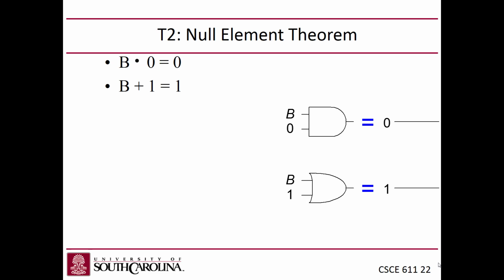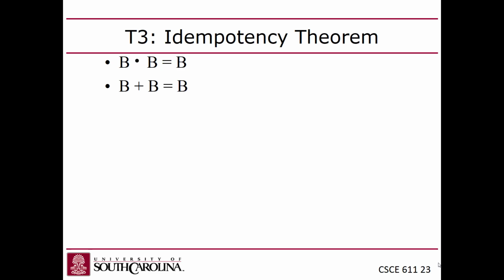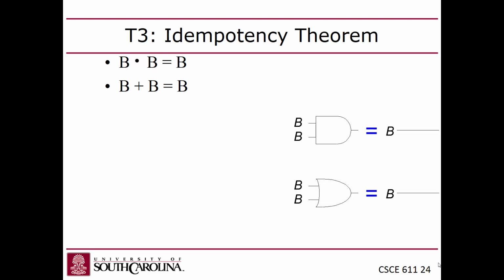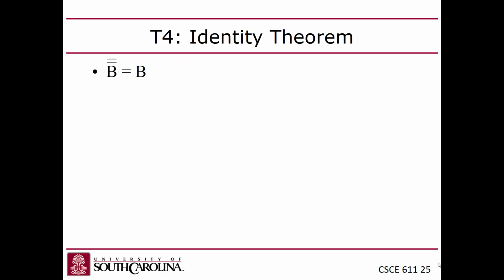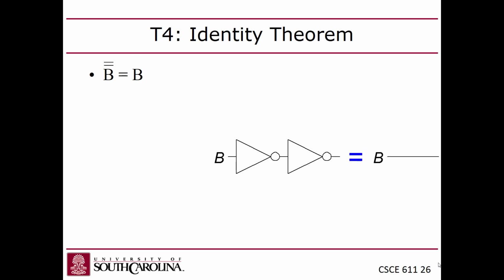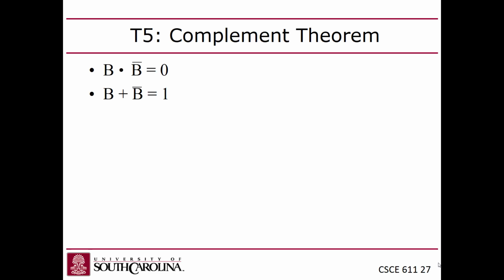Then you've got the idempotency theorem. If you AND something with itself, you get that value. And if you OR something with itself, you get that value, right? So it's like having the same value going to both inputs on a gate. If you double invert or double complement something, you get the same thing. It's like having 2 inverters in series. And of course, complement: if you take a value and you AND it with its complement, you're guaranteed to get a 0, and if you OR it with its complement, you're guaranteed to get a 1.